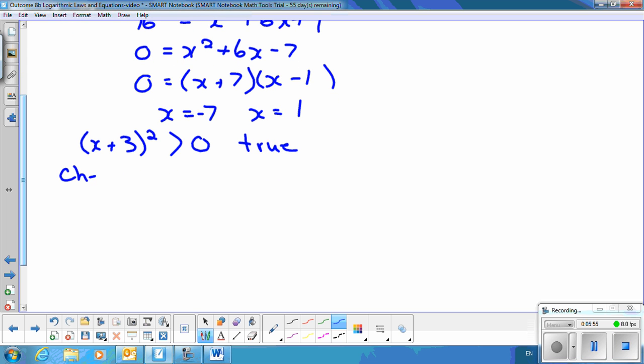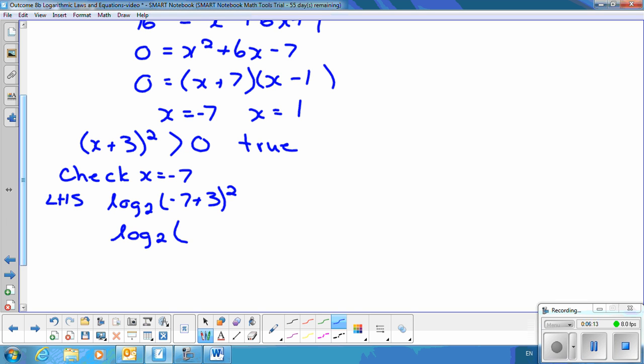So if I'm checking x equals negative 7, I'm going to substitute in negative 7 on the left-hand side. I end up with log base 2 of negative 7 plus 3 all squared. So I have log base 2 of negative 4 squared, which is just log base 2 of 16. So 2 to the power of 4 gives me 16, which is what the right-hand side is equal to, and so that solution checks.